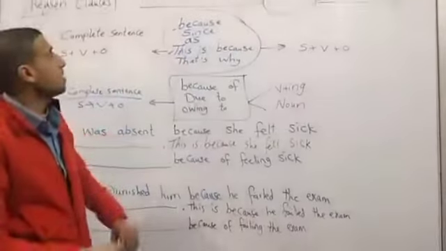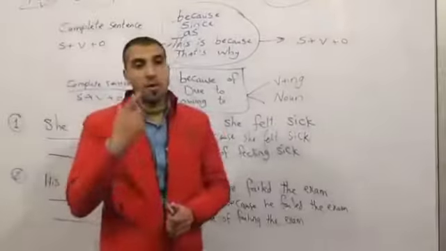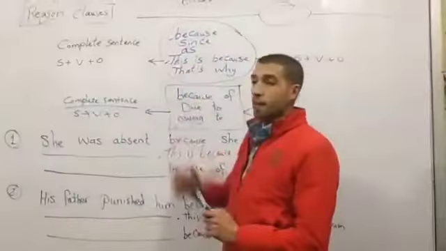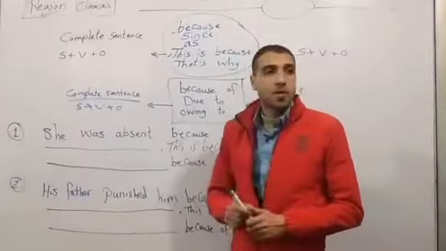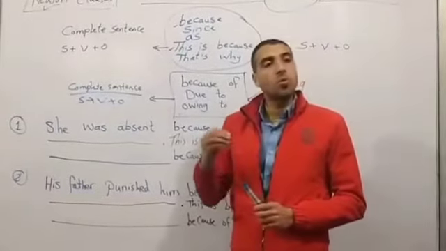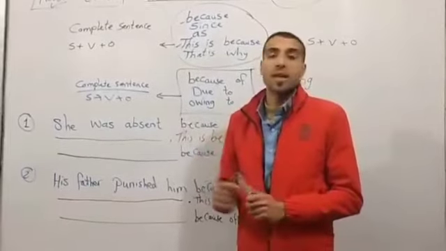Going to study together the clauses of reason. In order to show the reason, we have many connectors as a matter of fact. One of these connectors is because. What do you mean by because? Because is a connector to show the reason of the action, the cause of the action, why the action happened.